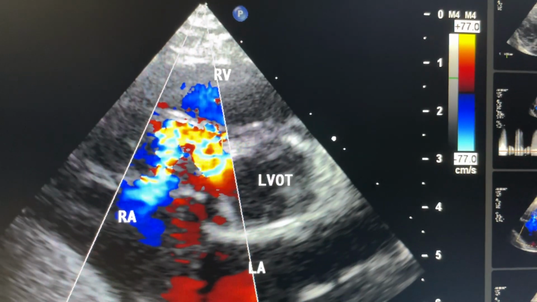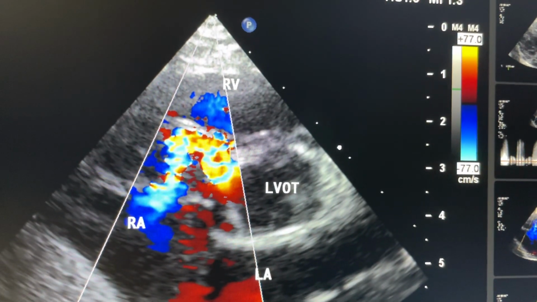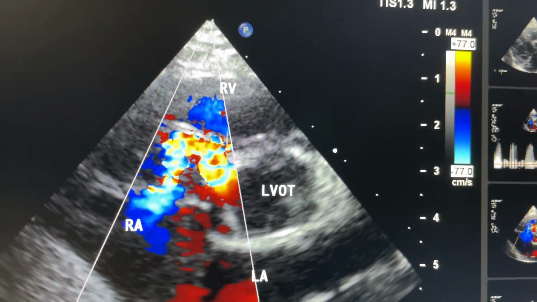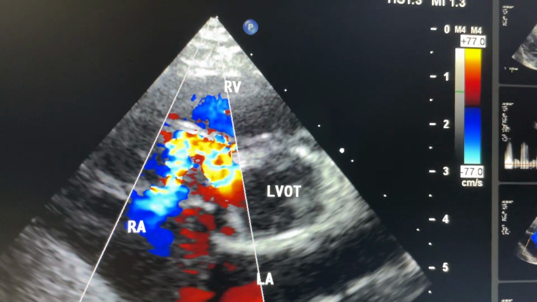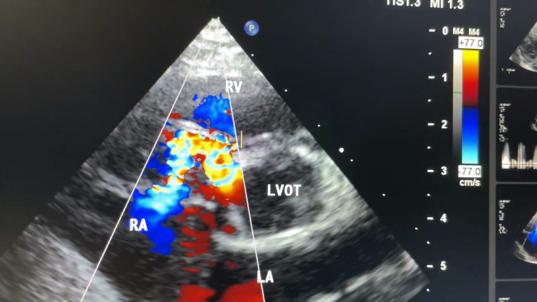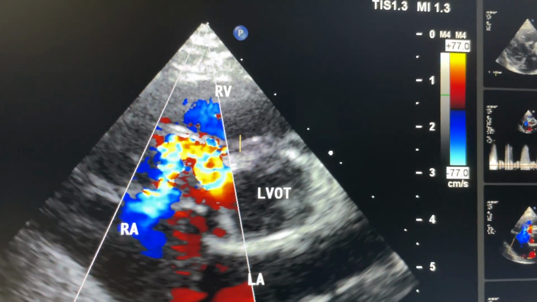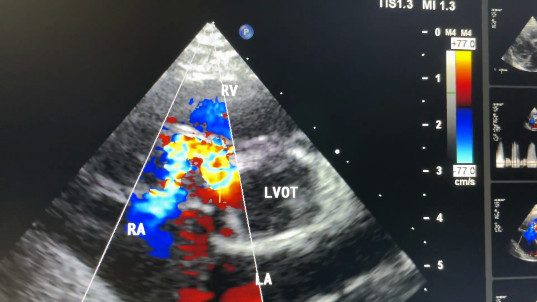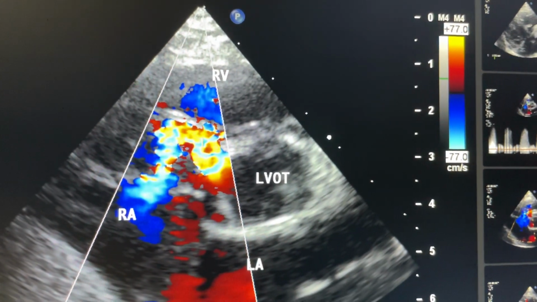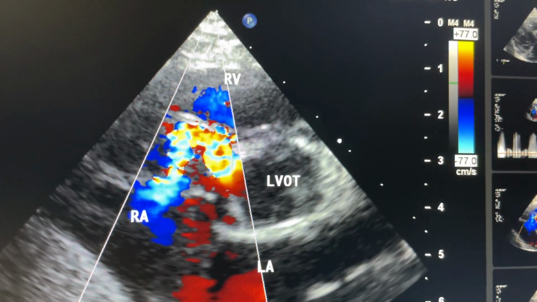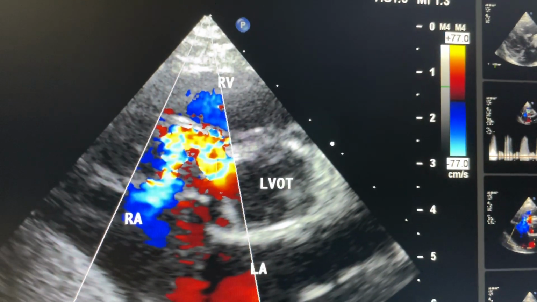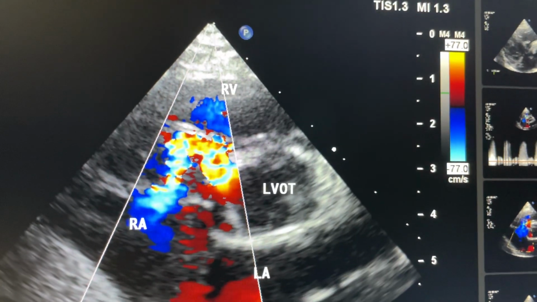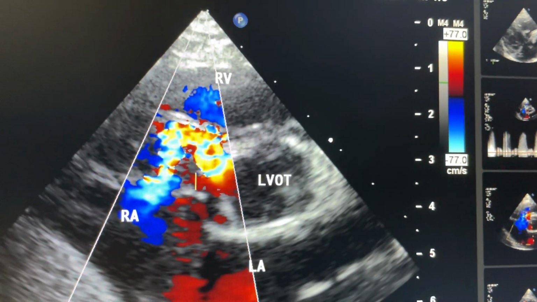Gerbode defect, you see, is very near to the tricuspid valve. Perimembranous VSD is also very near to the tricuspid valve. So Gerbode defect is usually seen with perimembranous VSD, but the isolated Gerbode defect is a very rare finding because no VSD is here, only Gerbode defect. The only defect is that from left ventricle into right atrium.